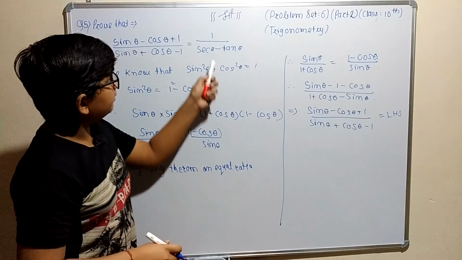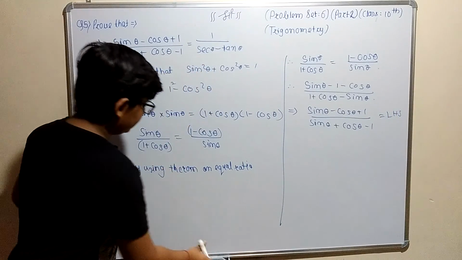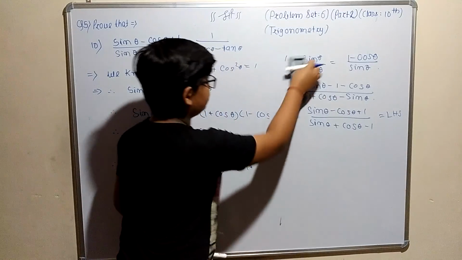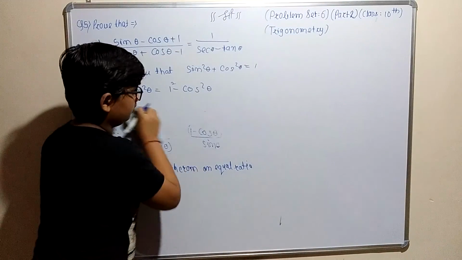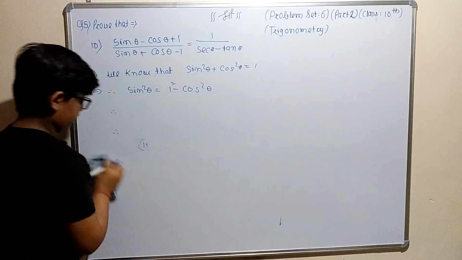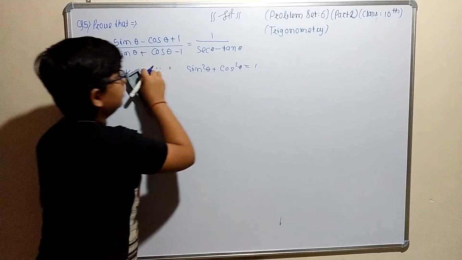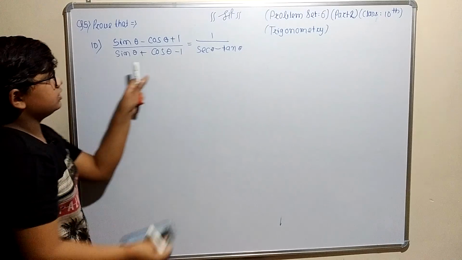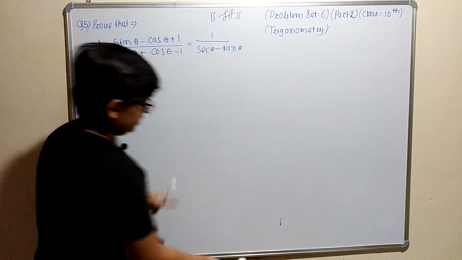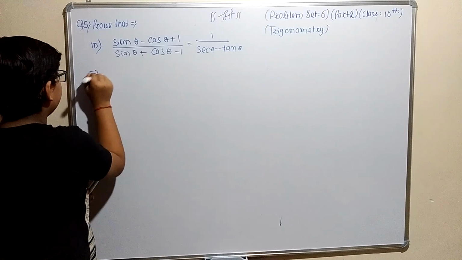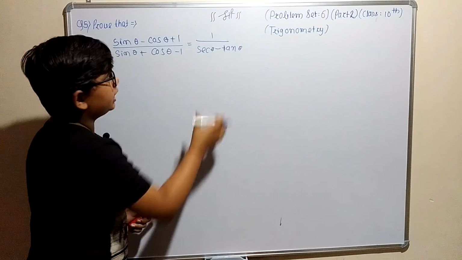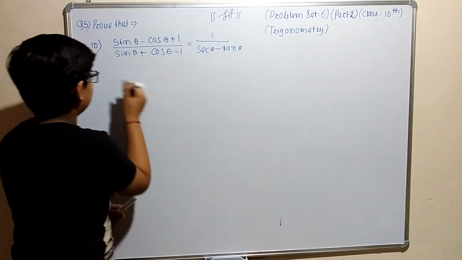Another step of proving the same is something like this. This is the first method of proving these two equations. Now we will take another method of doing it, but in this case, in another method, we have to take RHS.